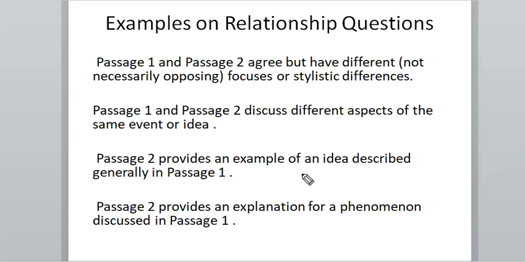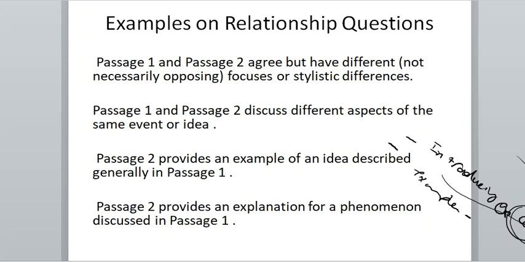Passage 2 provides an example of an idea described generally in passage 1. So let's say passage 1 is introducing a concept or an idea or a subject, and in passage 2 there is rather an elaboration or an explanation of this concept or this argument. So it's providing examples, supporting details. It's just putting emphasis on the idea discussed previously in the preceding passage.